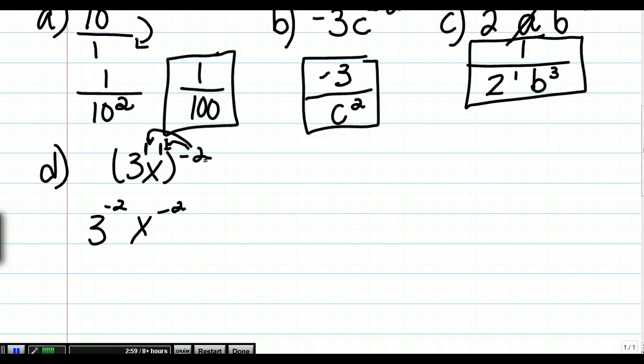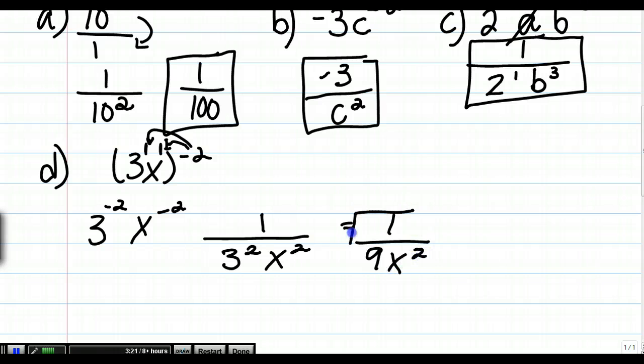You are multiplying exponents, not base numbers. You never multiply base numbers together when you're dealing with exponents. So they're both negative, so you know that you need to flip them to the bottom. It's going to be 3 squared and x squared. So I have my placeholder 1, and 3 squared is really 9x squared.